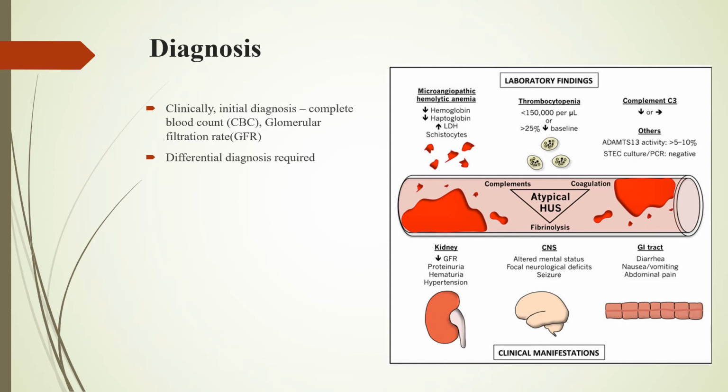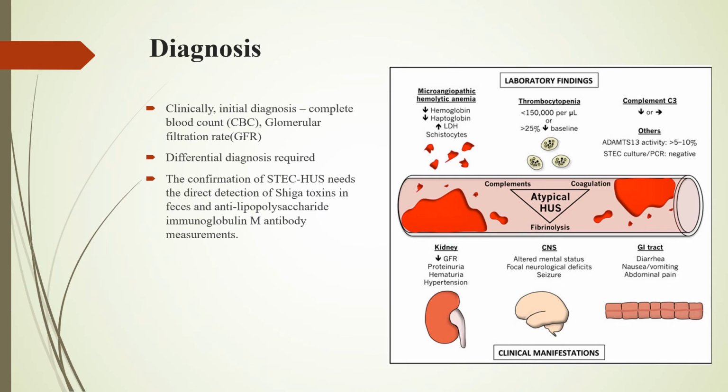For this, we can do the ADAMTS13 activity. The greater than 10% value of ADAMTS13 confirms it is atypical hemolytic uremic syndrome. If it's less than 10%, it is actually thrombotic thrombocytopenic purpura (TTP).